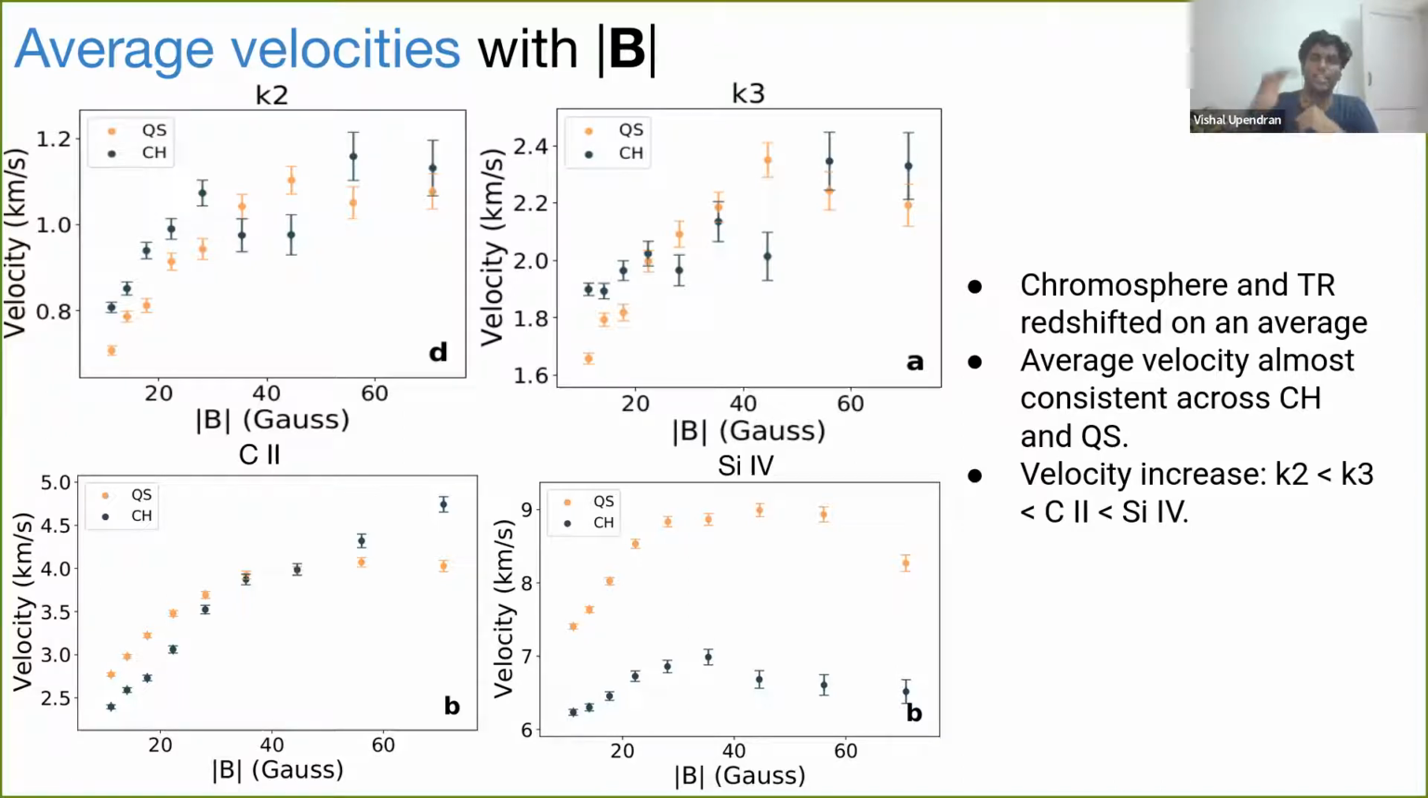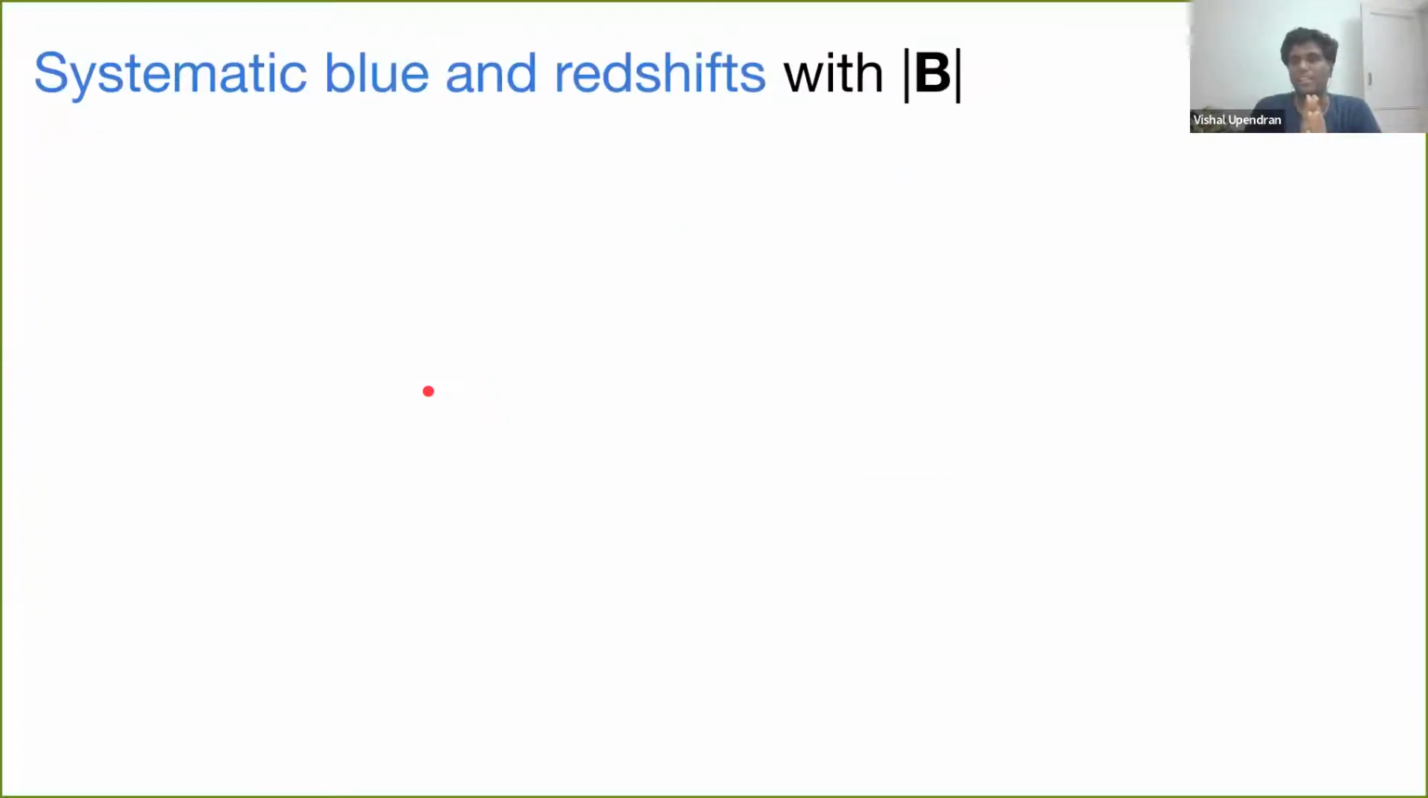And this is also very consistent with the fact that these different ions form at different heights, and these are different velocities. So the velocity also increases with formation height. Now this is average velocity. Now we can then ask, what happens if we consider just blue shifted and red shifted pixels separately?